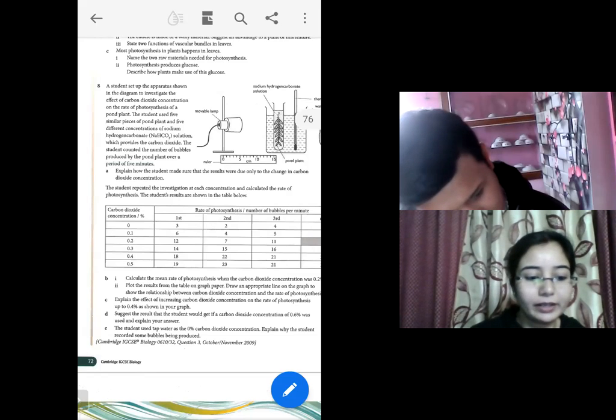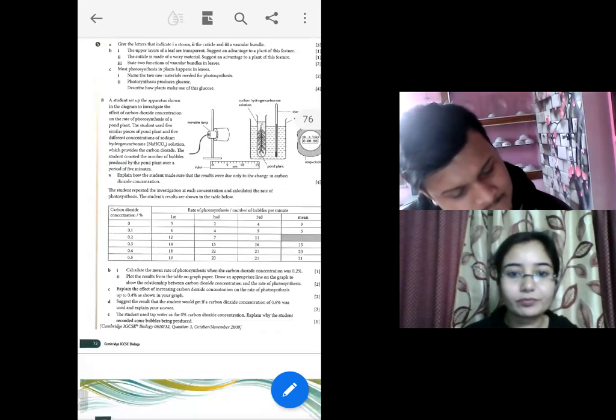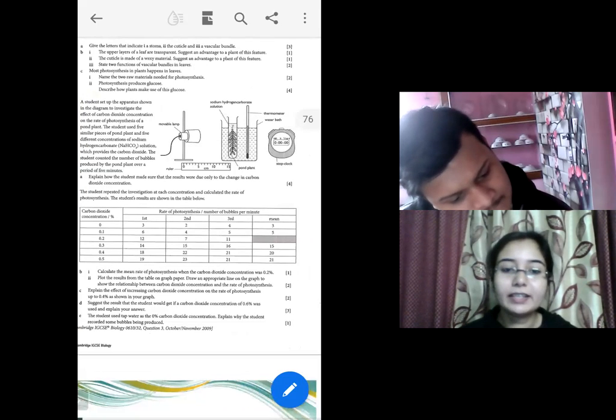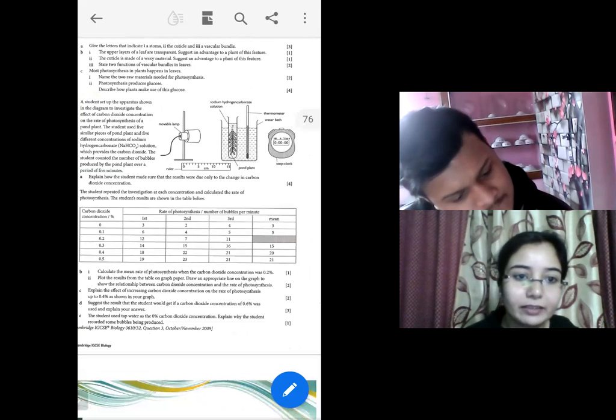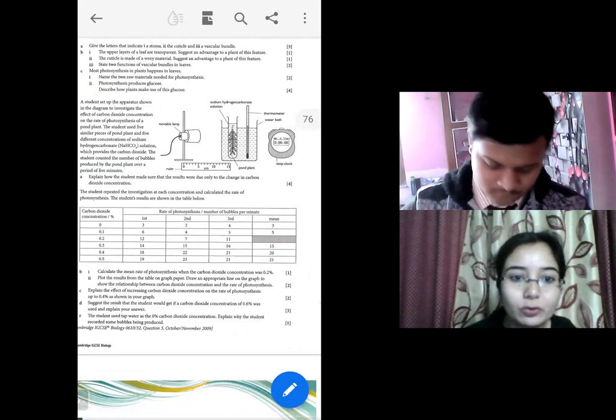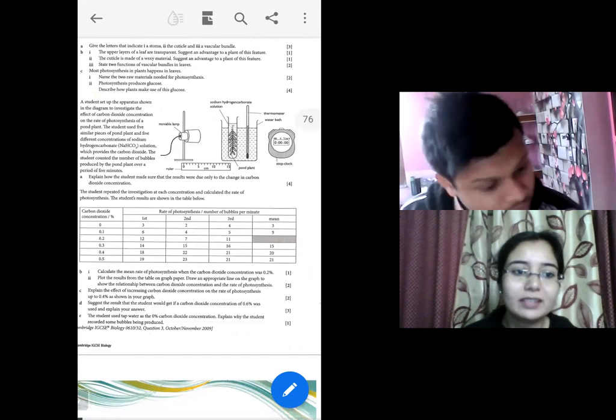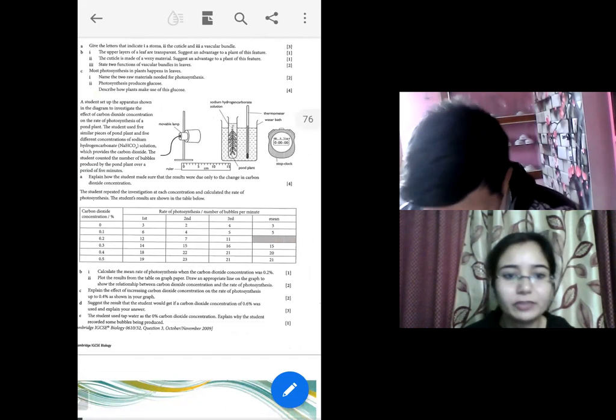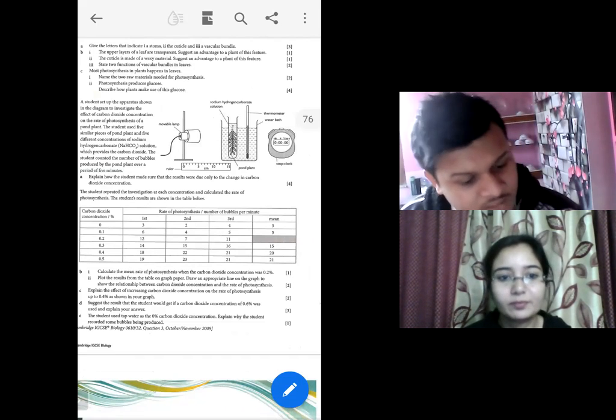Here is another one. Another column is also there. First, second, third, and the mean value they have taken. Rate of photosynthesis. The first one is 3, the second one is 2, and the third one is 4. What are these numbers? 3, 2, 4. Rate of the bubbles.